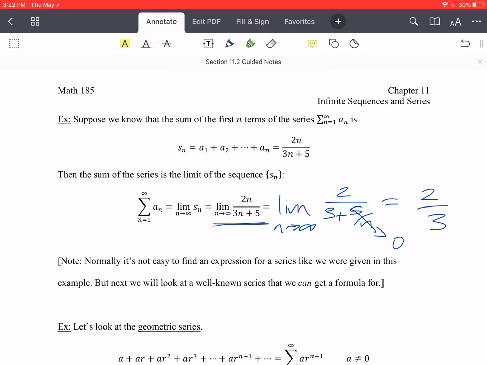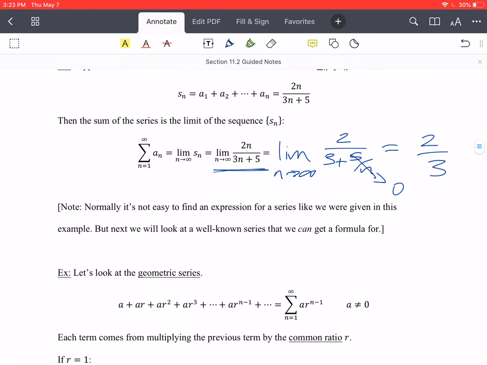Okay. Now, one important thing to note, this is not going to be typical. We don't normally get a formula like this that we can just work with, so it's not easy to find expressions like this, but what we are going to do next is start looking at some more well-known series, ones where we can actually come up with formulas like this so that we can work with them a little more easily. So the main one we're going to study right now is the geometric series.